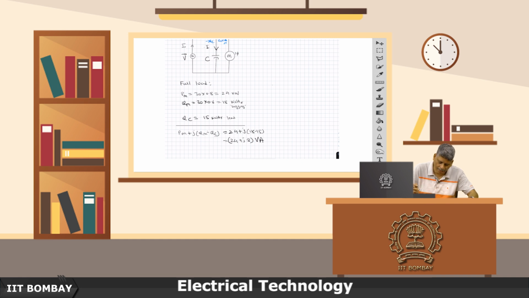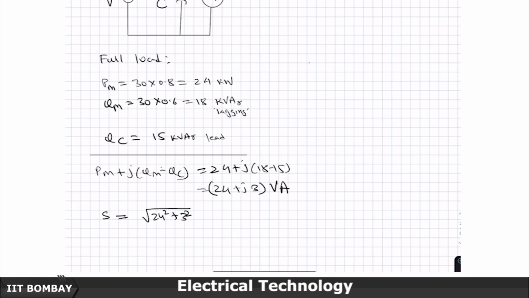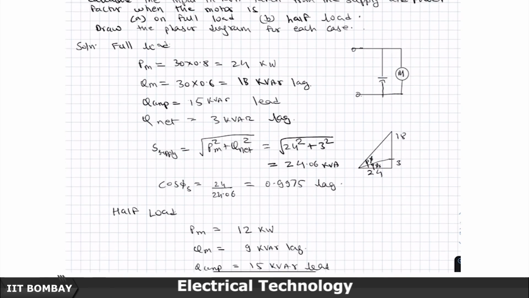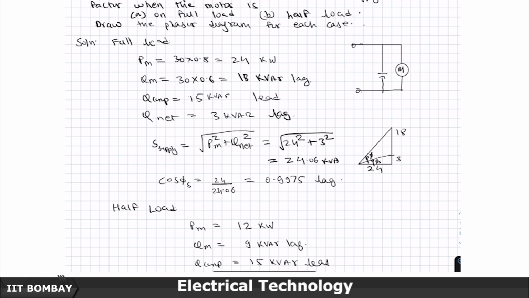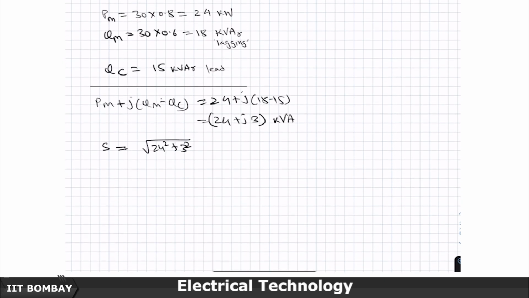This I will write only capital volt amperes. So, this net value S drawn from the supply would be 24 square plus 3 square. Everything is in kilovolt ampere, so K in small, volt amperes in capital, and I will get the value, let me see, I have calculated it here, 24.06 kVA.